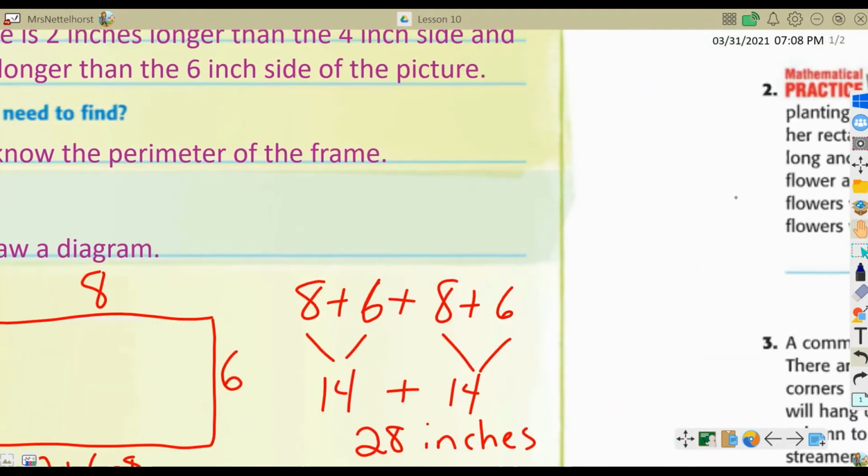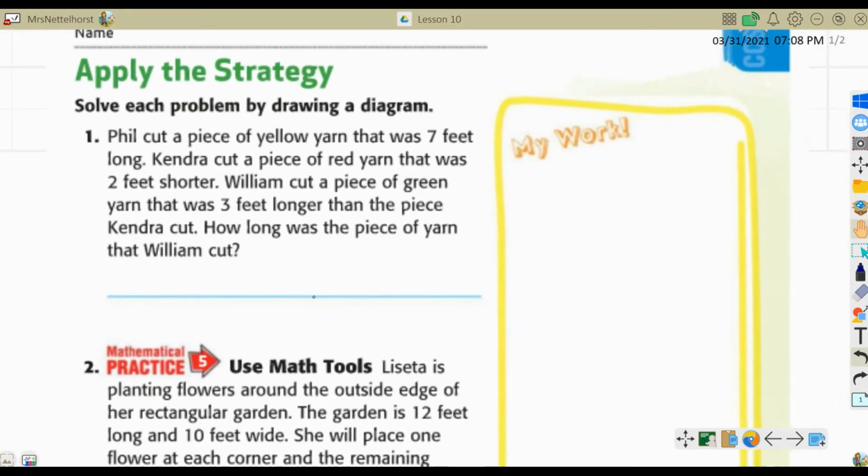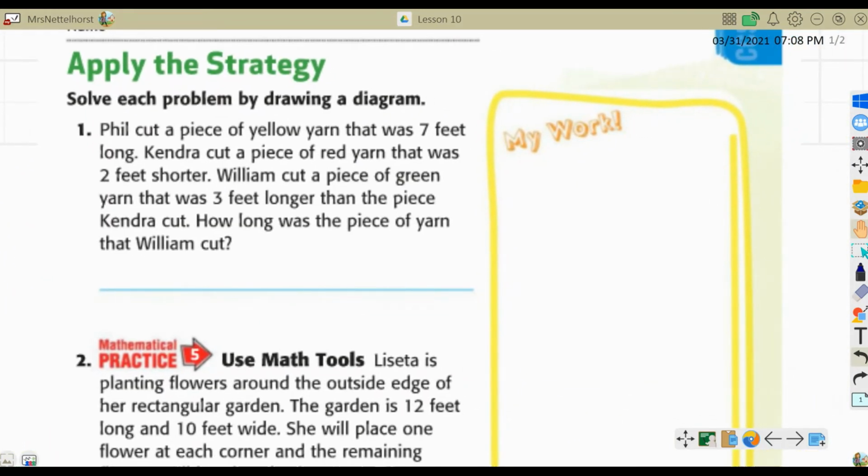Okay, so let's go on to the last page. We're going to do this together. I expect you to do everything that I do. So we're going to do a 3-read. Phil cut a piece of yellow yarn that was some feet long. Kendra cut a piece of red yarn that was some feet shorter. William cut a piece of green yarn that was some feet longer than the piece Kendra cut.